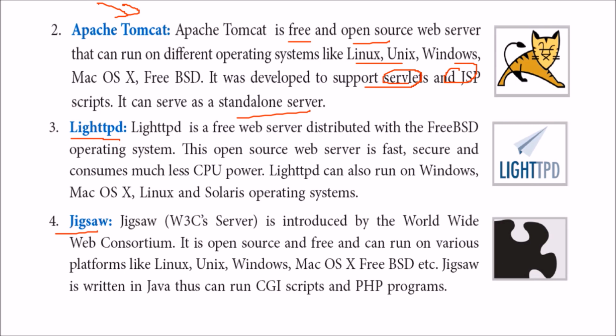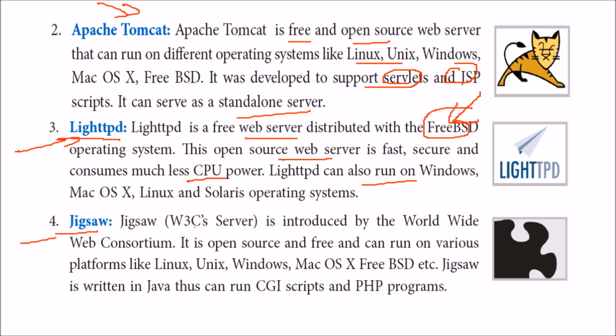Light PD, Jigsaw, there are various others. So Light PD is a free web server distributed with the FreeBSD operating system. If you have a FreeBSD operating system, you will already have LIGHTTPD. This is an open source web server, quite fast, secure, and it consumes less CPU power. It can run on various operating systems.